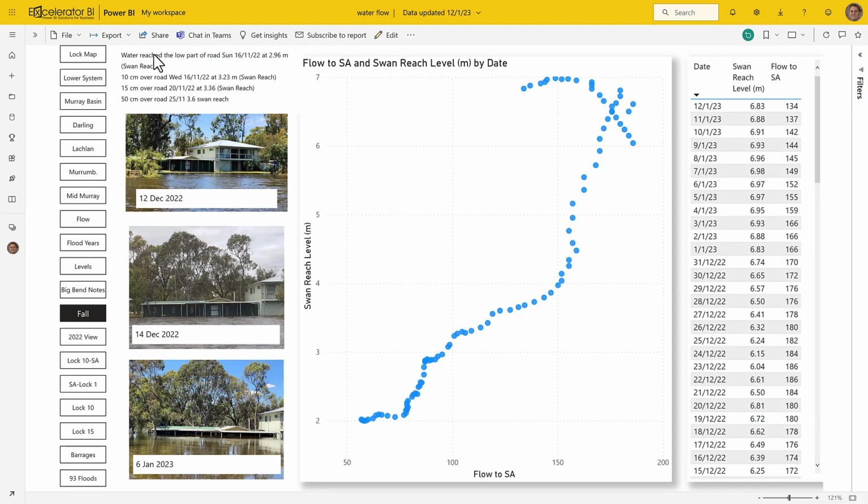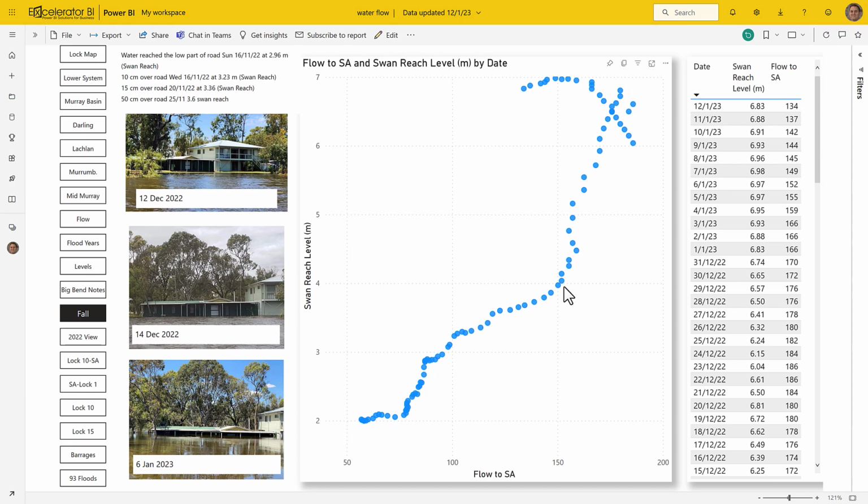First of all, I have brought across those data points that I've been recording, that I talked about just briefly a moment ago. So, these are the key dates with the key levels of everything that's occurred. And what I've done here is I've created a scatter chart and I've overlaid the river level at Swan Reach in metres against the flow to SA. And you can see that there's a relationship. As the flow to SA increases, the water level at Swan Reach increases.